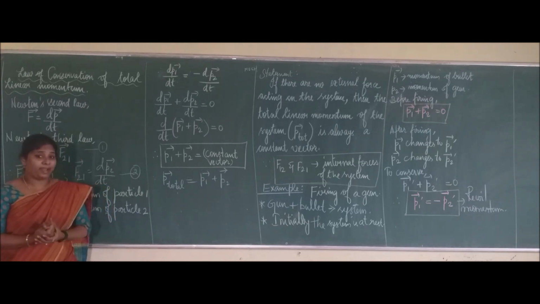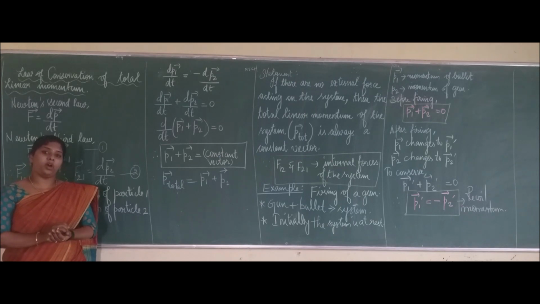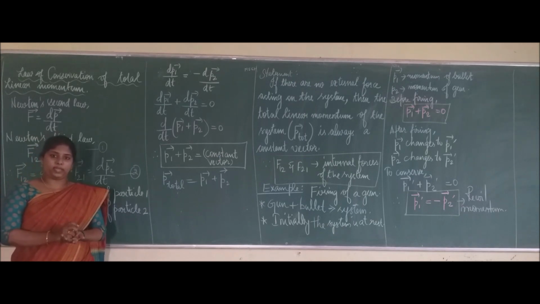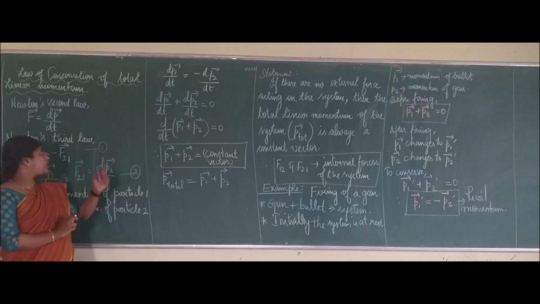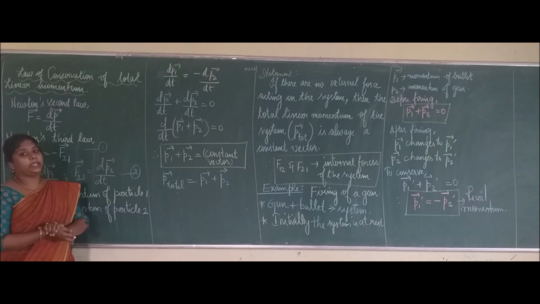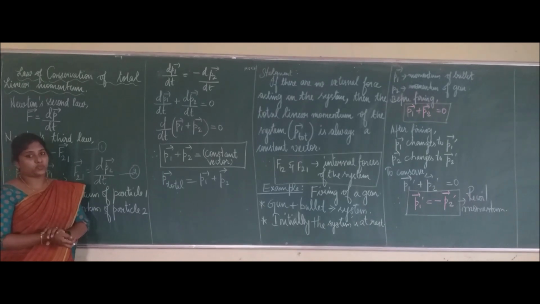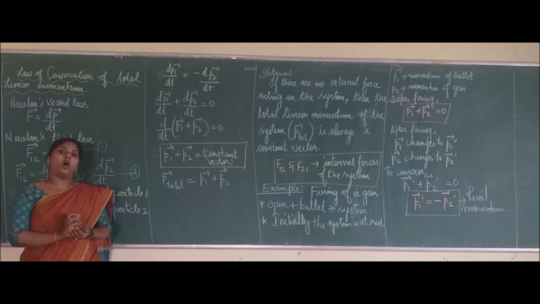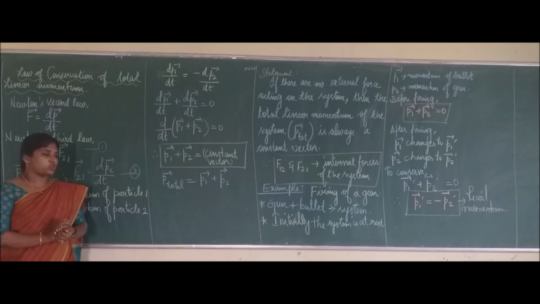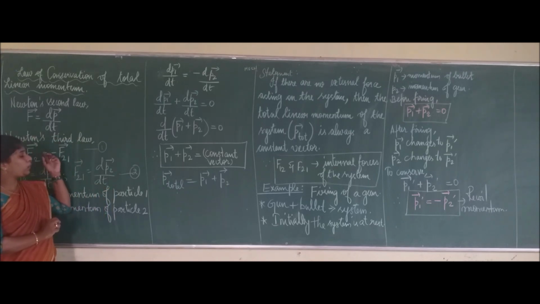We learned already in Newton's second law, we know the formula: the force is equal to rate of change of momentum. So F vector equal to dp vector by dt. Force is equal to rate of change of momentum. What is the third law? For every action there is an equal and opposite reaction. The formula we know: F12 vector equal to minus of F21 vector.